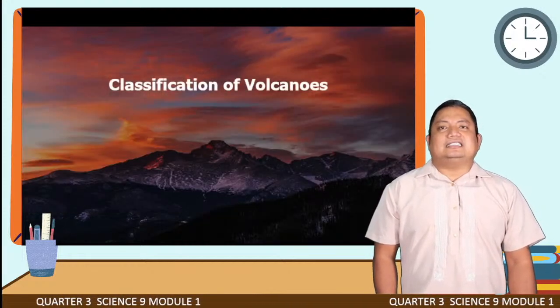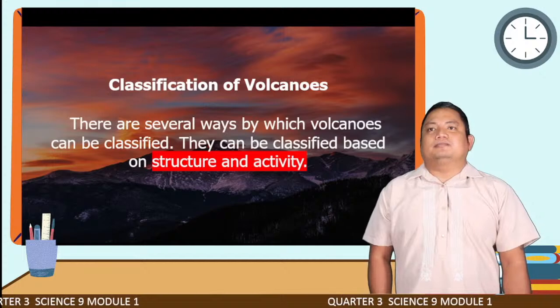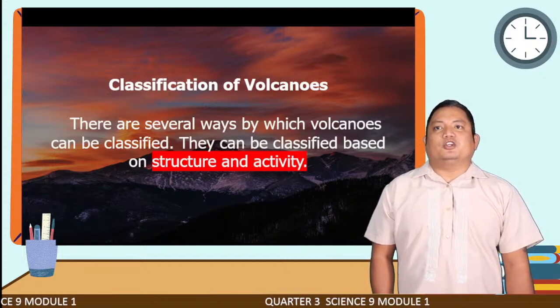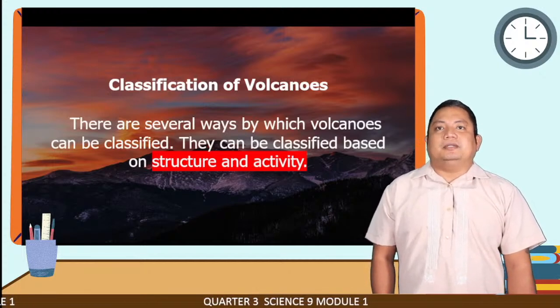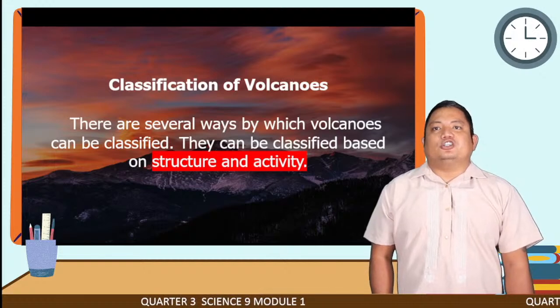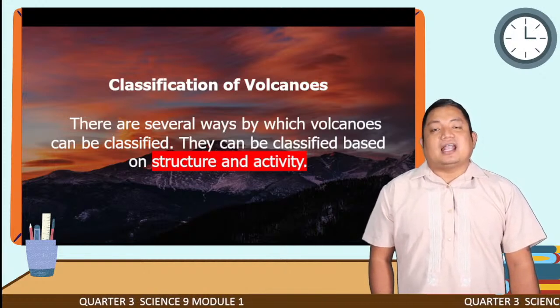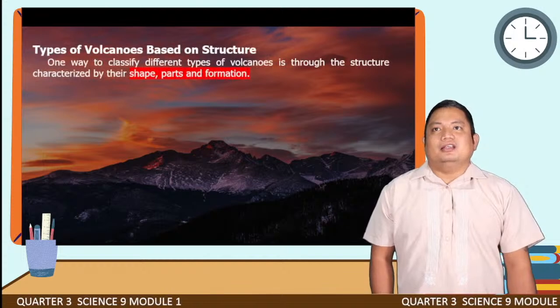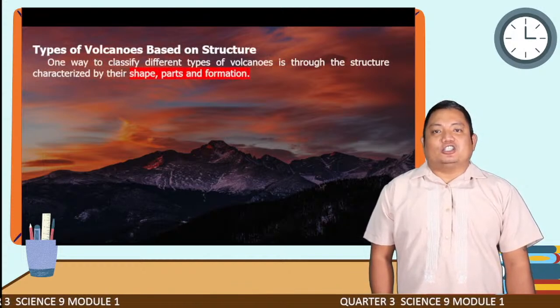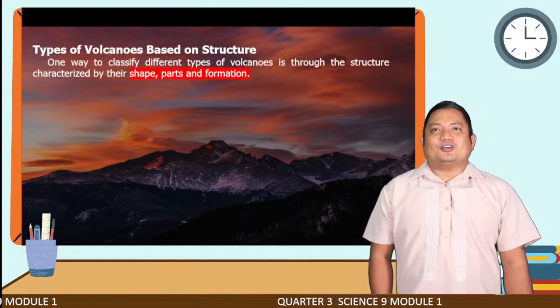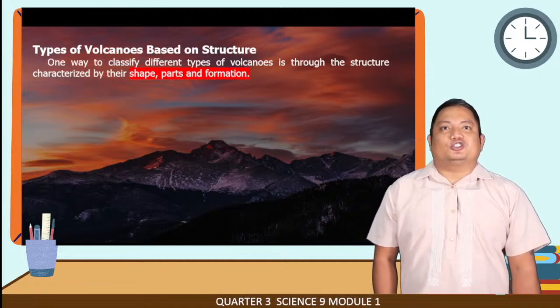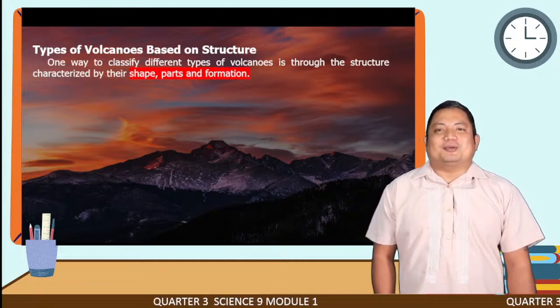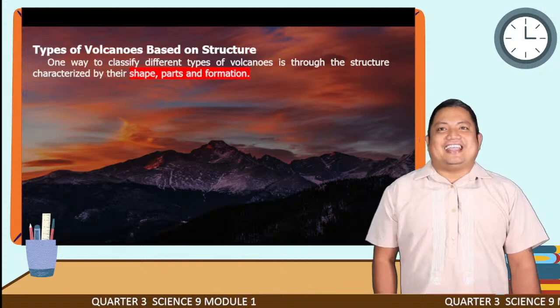Next is the classification of volcanoes. There are several ways by which volcanoes can be classified. They can be classified based on structure and activity. Types of volcanoes based on structure. One way to classify different types of volcanoes is through the structure characterized by their shape, parts, and formation.